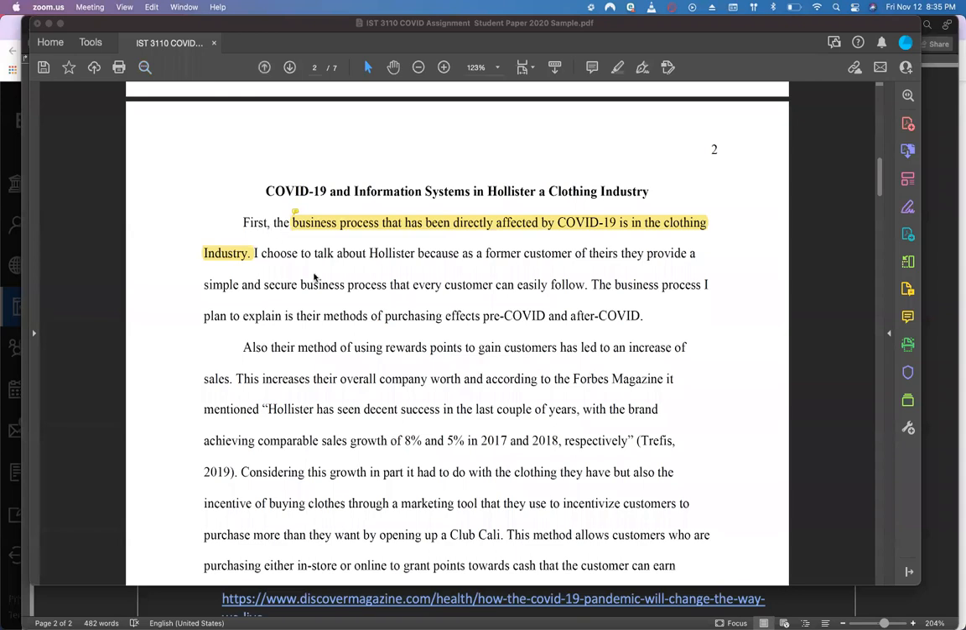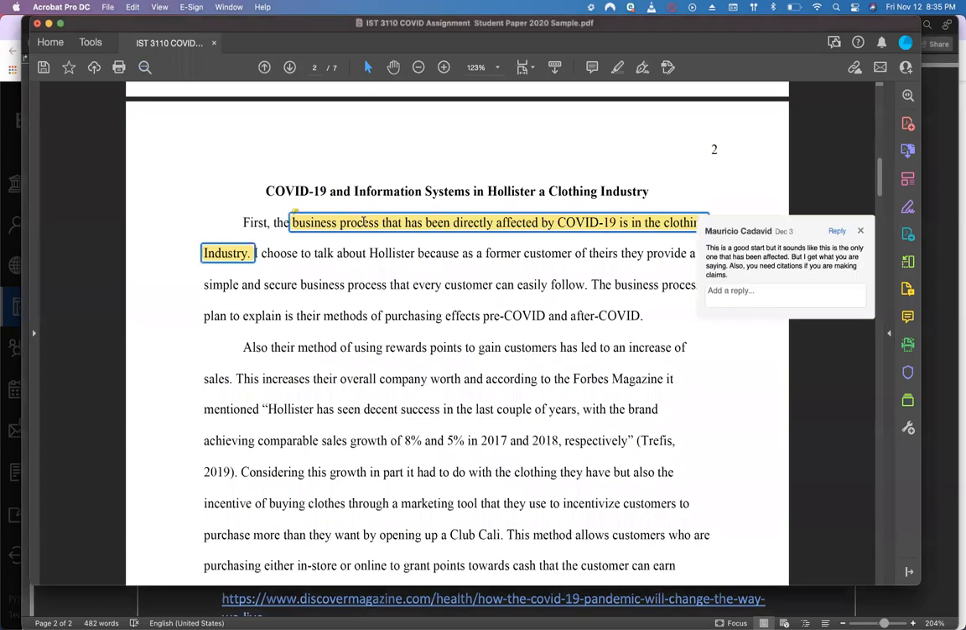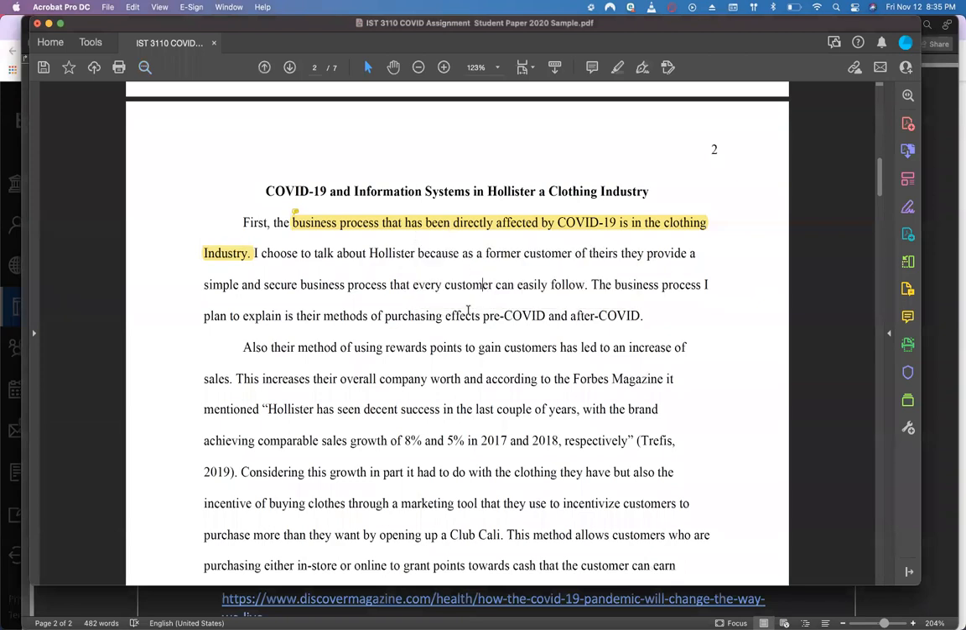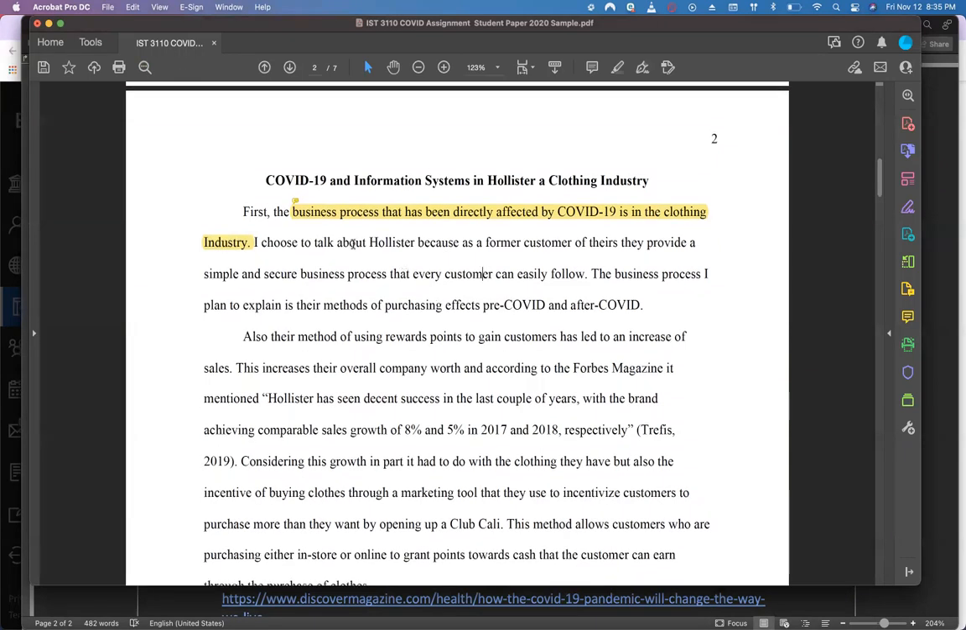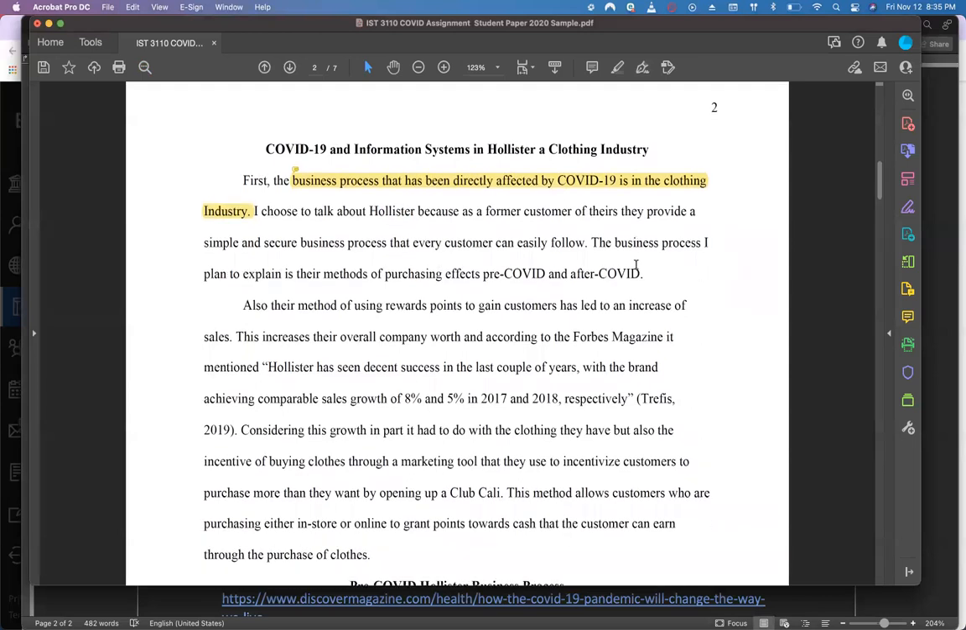He starts with "first," very clear, straightforward: the business process that has been directly affected by COVID is in the clothing industry. Perfect. I already know. And I even said that this was a good start. Sounds like this is the only one that has been really affected. Anyways, I provided some feedback, but I like the fact that it says first, this is what I want to talk about. And he says he's going to talk about Hollister because it's a former customer, etc.